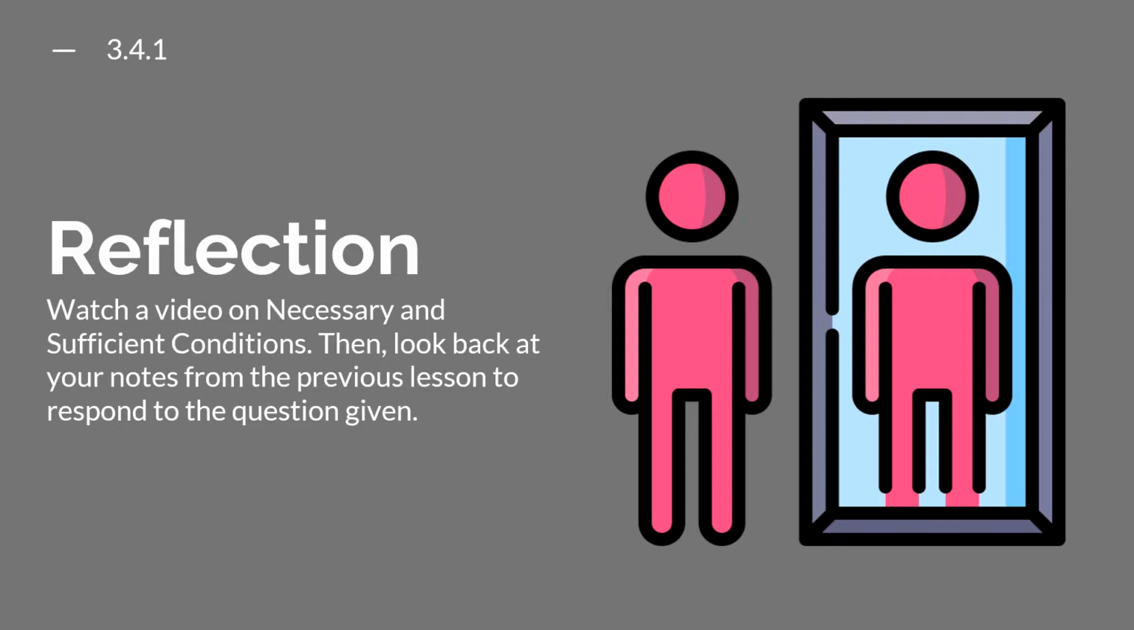But before we go any further, let's go ahead and pause this video for a reflection. This time, watch a video on necessary and sufficient conditions. Then look back at your notes from the previous lesson to respond to the question that you're given. When you're finished with your reflection, go ahead and unpause the video to continue the lesson.